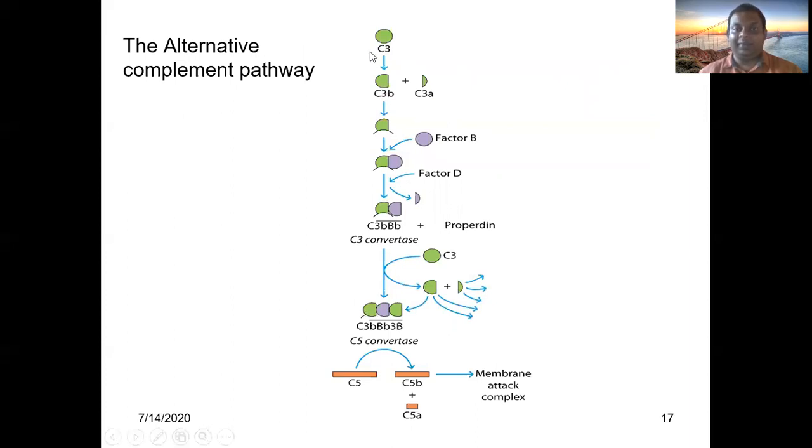The first one is C3 here, earlier C1 in the classical pathway. Factor B and factor D are involved, and in their presence they form another C3 convertase enzyme, C3bBb. Then, with the presence of C3B, they form C5 convertase. The rest is the same, going on to the membrane attack complex. Alternative pathway, classical pathway, then the final common pathway.